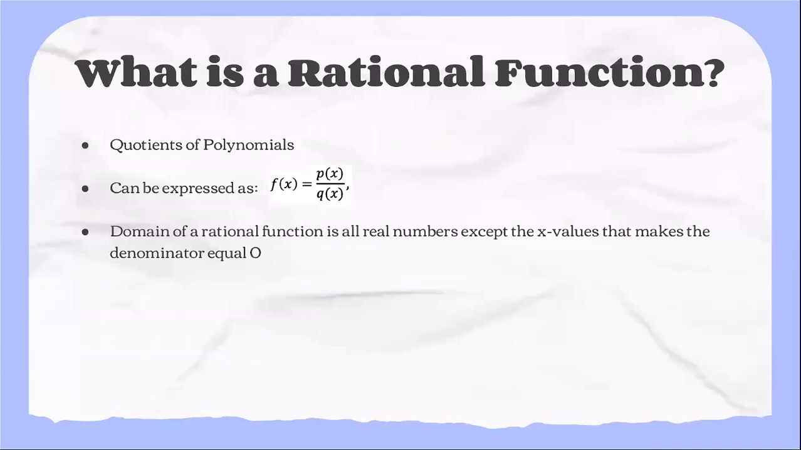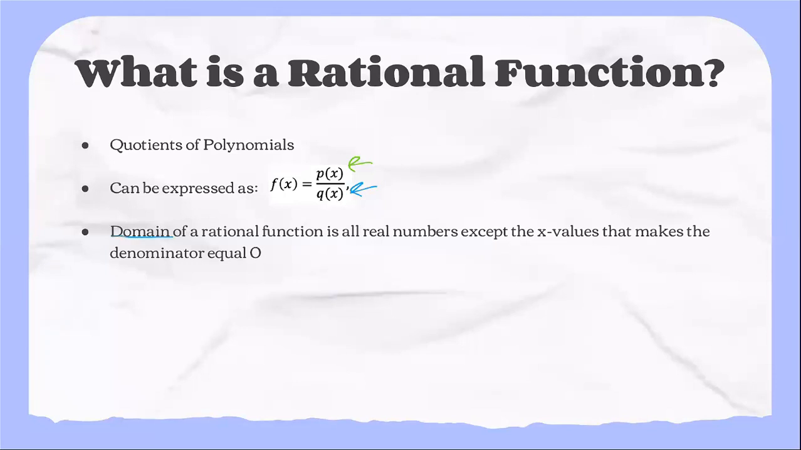All right, so what is a rational function? Basically, to simplify it as much as we can, it's just quotients of polynomials. So you might have two polynomial functions. Let's say we have one that is p of x and one that is q of x. It's basically one polynomial on top divided by another polynomial on the bottom.